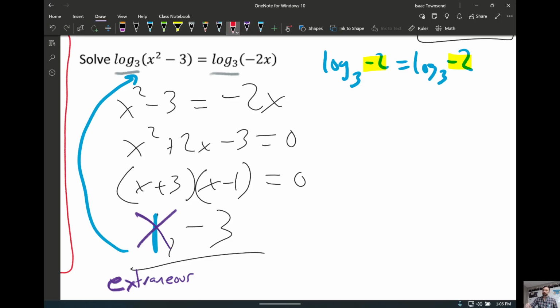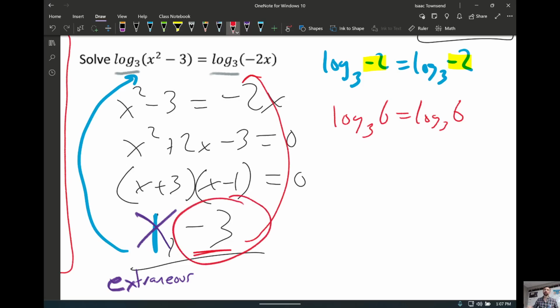Whereas if I plug in -3 to the original problem, I get log base 3 of 6 equals log base 3 of 6. Left and the right are equal, good sign, and I'm taking the log of a positive number. There's only one answer there. The other one is extraneous. You should want to plug them into the original problems to check, but if you're taking the log of 0 or the log of a negative, that doesn't make sense, and you need to not include it as one of your final answers.